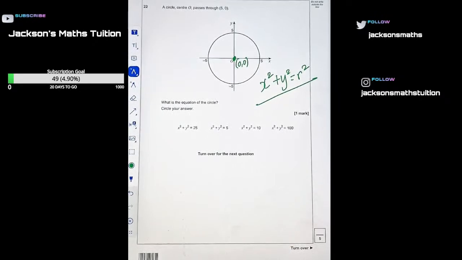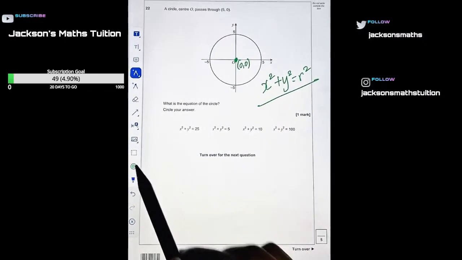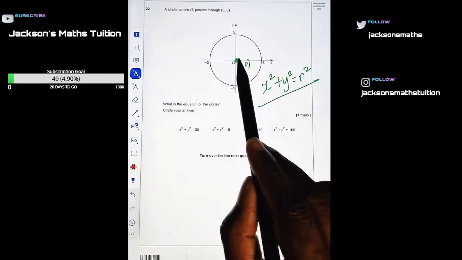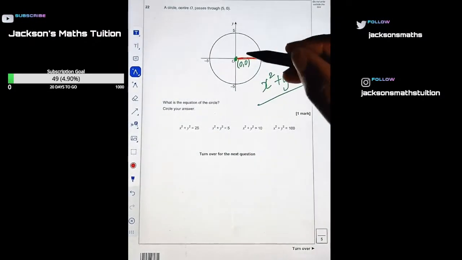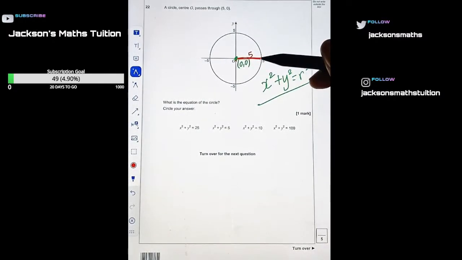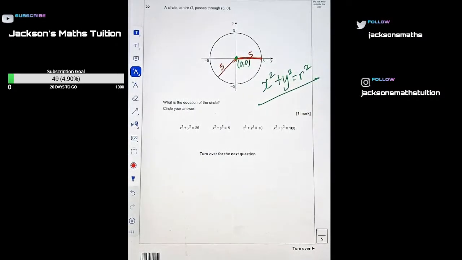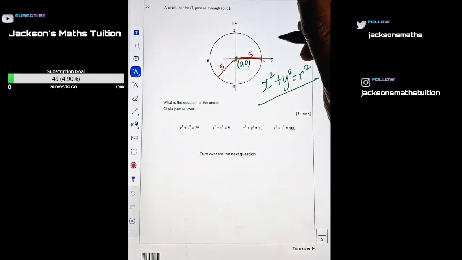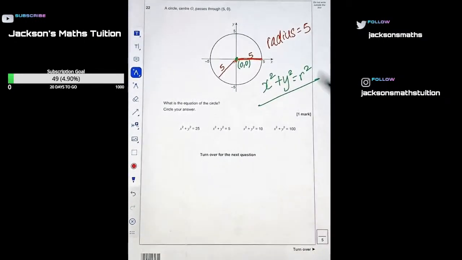Now, we just looked at a cylinder question that has a radius. Now, from the circle, we can see that from the center to anywhere on the edge or the circumference of the circle, that's going to be 5 units. It doesn't matter what direction you go, that's still going to be 5 units. That's the radius. So your radius is 5. So you're just going to substitute that in the equation here.